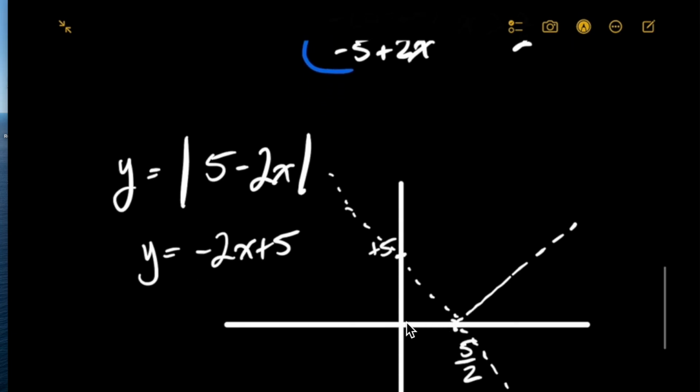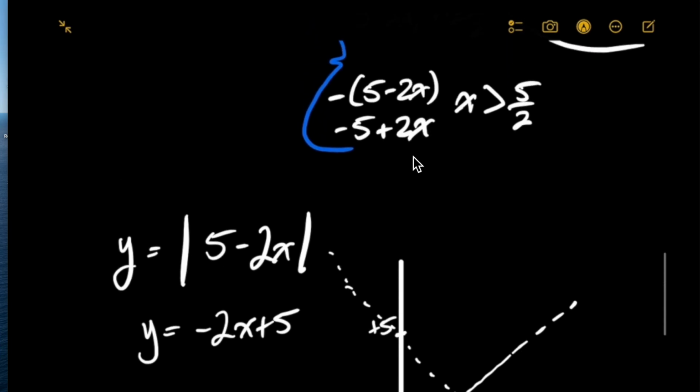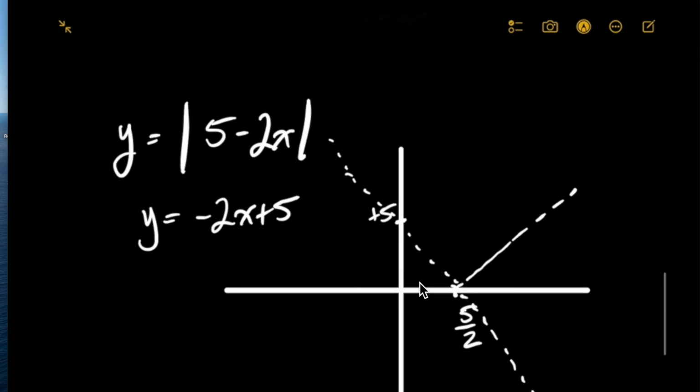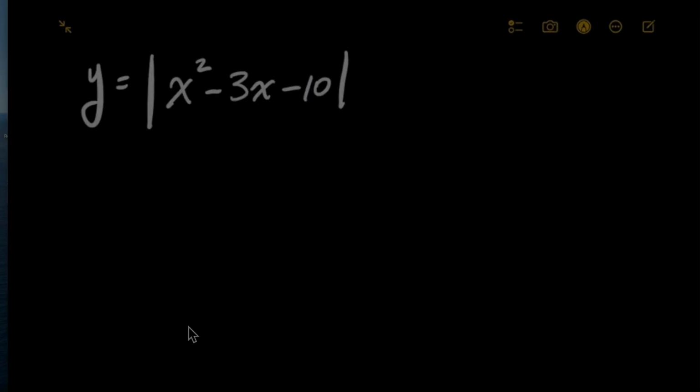Here x is less than or equal to 5/2, and we have our original line. However, for x greater than 5/2, we have this line, which is 2x minus 5. So 2x minus 5 is this portion. And indeed, if you extended this, you would see that that would have a y-intercept of -5 and a slope of +2. This next problem is a quadratic equation, meaning it's going to be a parabola.